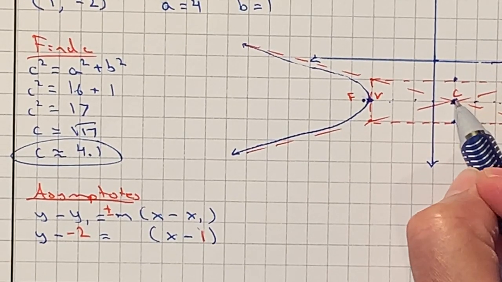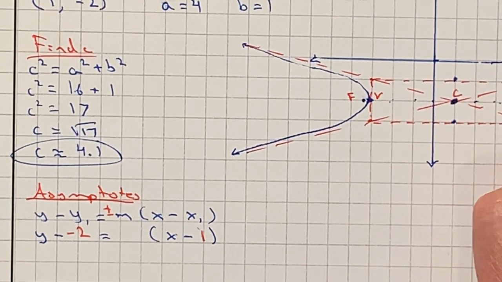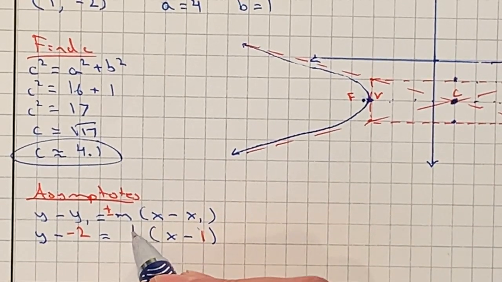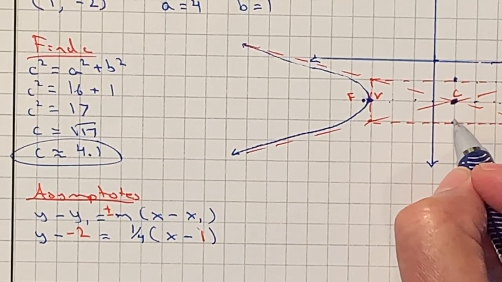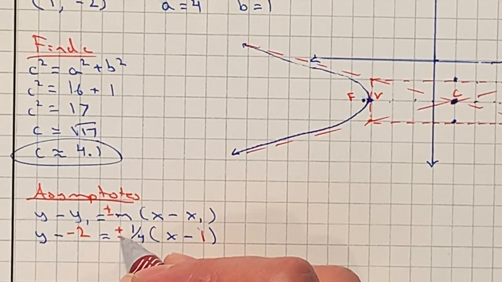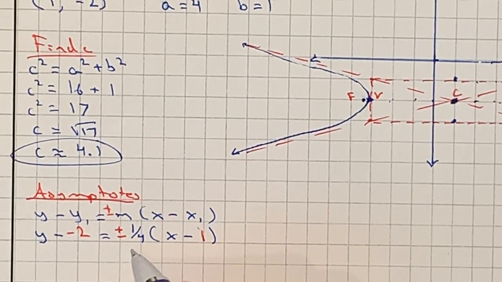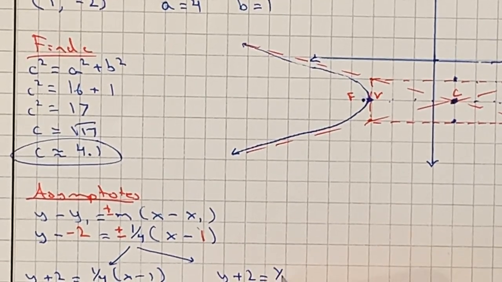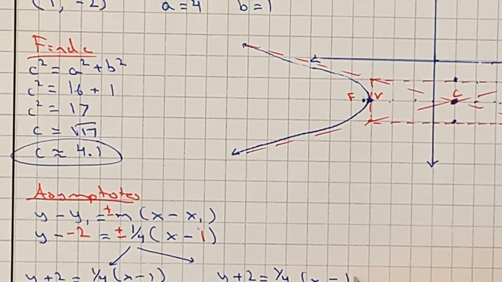And now to find my slope, I'm going to go from this point over to this point that we created. So it's going to be up 1 and to the right 4. And over here it was down 1 and to the right 4 for this one. So therefore 1 positive and 1 negative. And I just need to simplify both equations. We have y plus 2 equals 1/4 times x minus 1, and y plus 2 equals negative 1/4 times x minus 1.